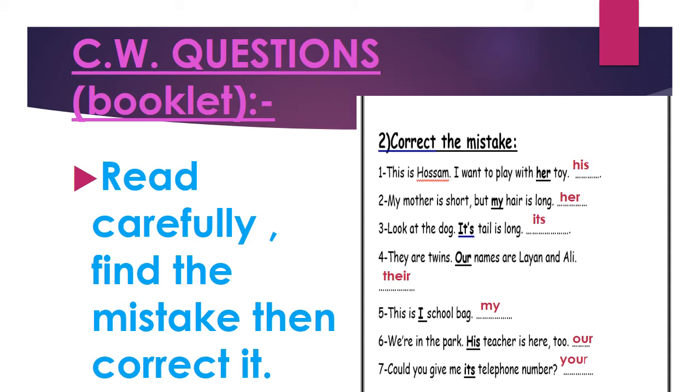Number 7, could you give me its telephone number. The mistake in the word its. Okay, so I'm asking you to give me your phone number. So the right answer is your. So the correct sentence will be, could you give me your phone number?